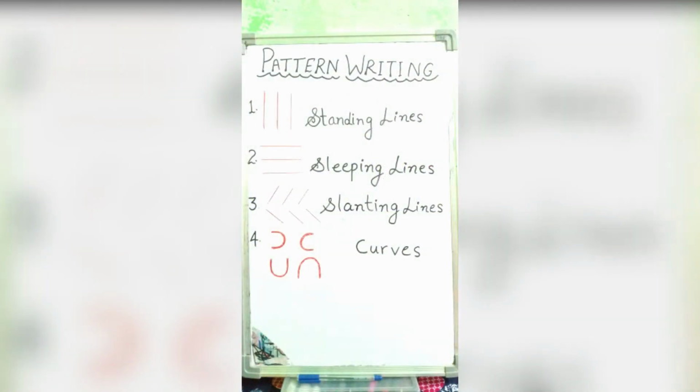Students, now we are going to learn about pattern writing. Before starting the concept of pattern writing, we will recall the lines and strokes. These are standing lines. These are sleeping lines. These are slanting lines. And next, these are curves. Standing lines and sleeping lines. These are our basic lines.